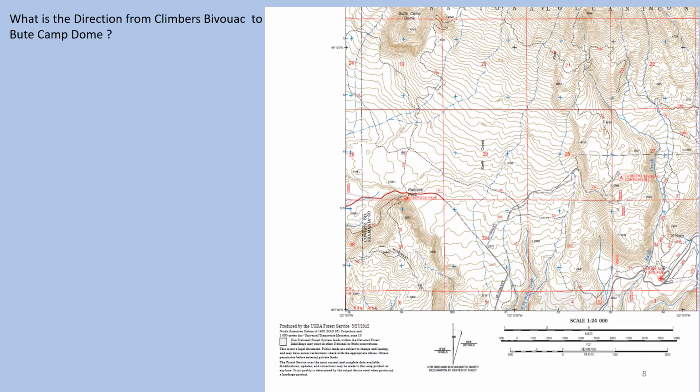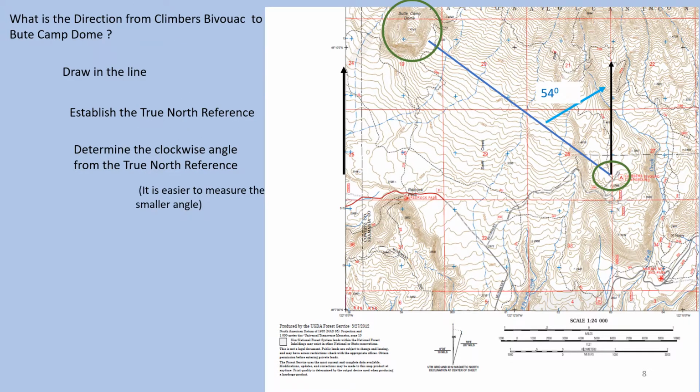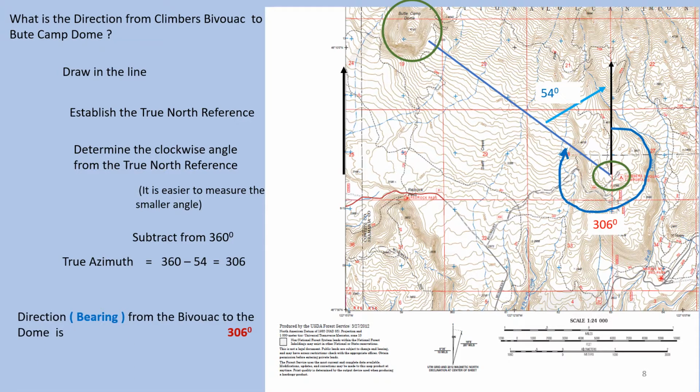What is the direction from Climber's Bivouac to Butte Camp Dome? First, draw in the line between the 2 points. Establish the true north reference. Determine the clockwise angle from the true north reference. In this case, it's easier to measure the smaller angle and subtract it from 360 degrees, which gives us a true azimuth of 306 degrees. The direction from the bivouac to the dome is 306 degrees.